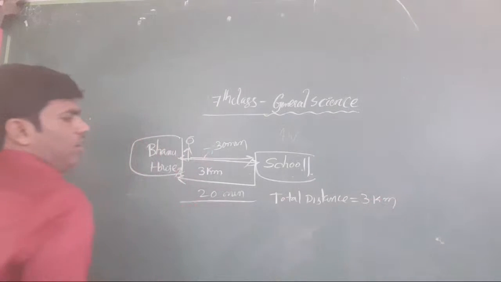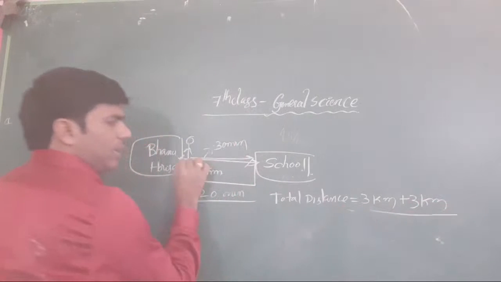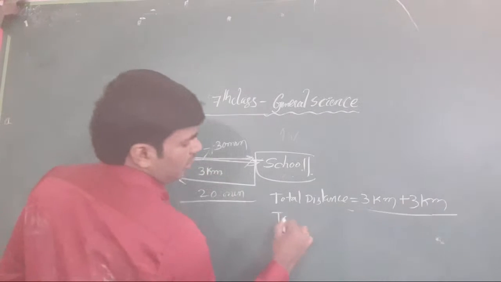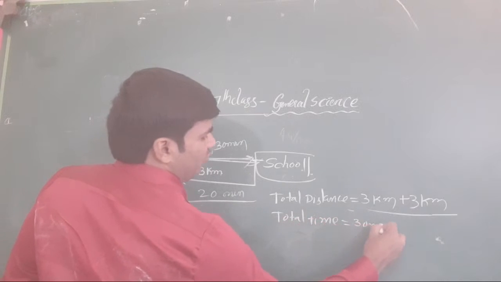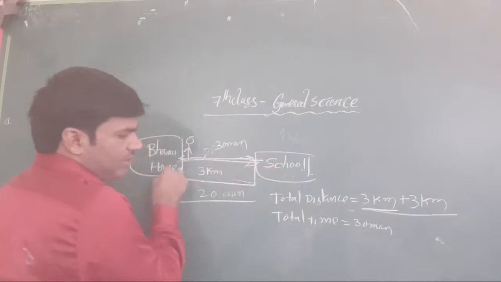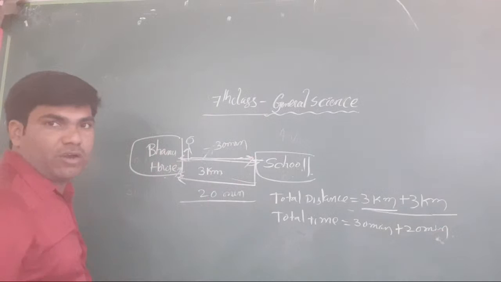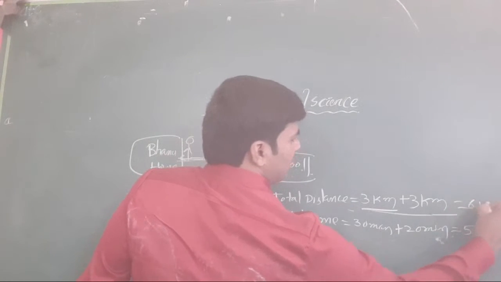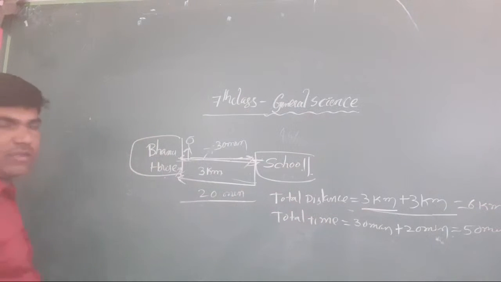And total distance is how much? 3 kilometers plus 3 kilometers. Why? It is 3 kilometers, and again it is 3 kilometers. Clear? And now how much time did he take? Total time is 30 minutes for the forward trip and 20 minutes for the return. Okay, clear? Total time is 50 minutes. Total distance is 6 kilometers. Now the total time taken for traveling is 50 minutes.